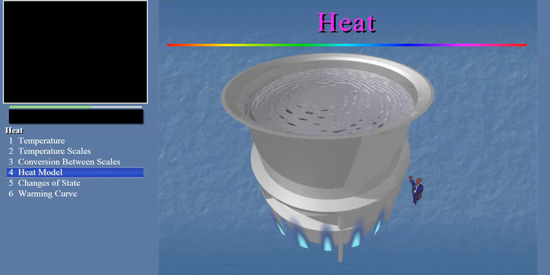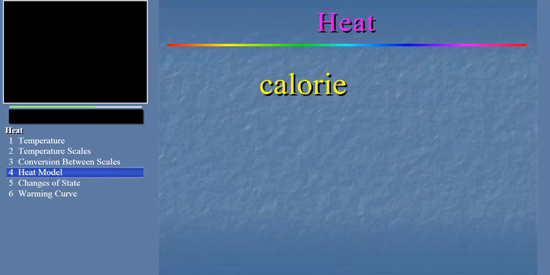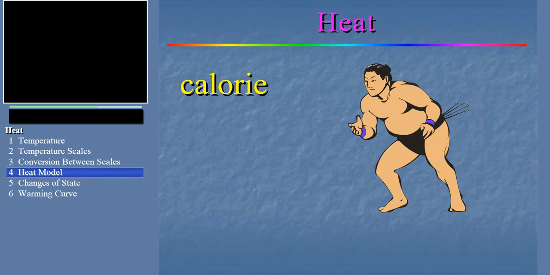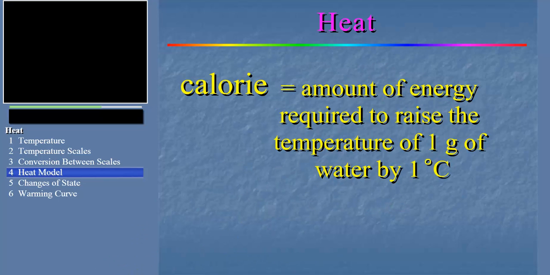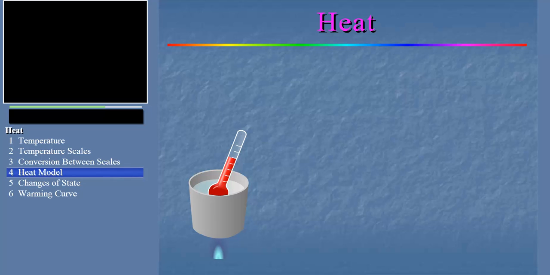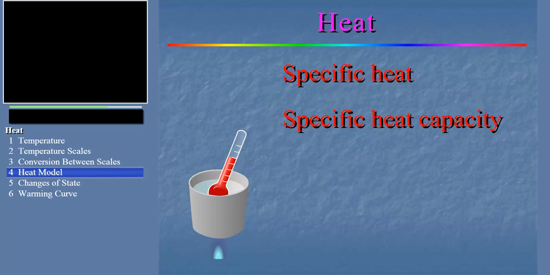We focus our attention on water because it's so basic to everything around us. We'll begin by defining a unit of energy, the calorie. You've heard of calories before, right? Especially if you've been watching your weight. A calorie is defined as the amount of energy required to raise the temperature of 1 gram of water by 1 degree C. So if I have 1 gram of water and I transfer 1 calorie of heat to it, its temperature will rise by 1 degree Celsius. We say that the specific heat, or specific heat capacity, of water is 1 calorie per degree per gram.